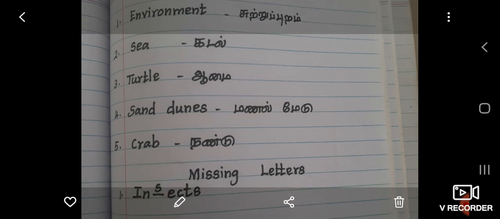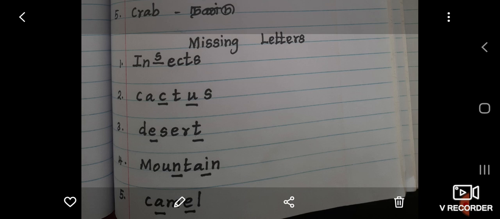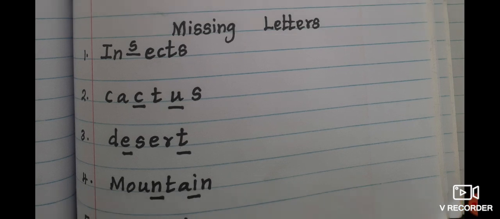Next, missing letters. M-I-S-S-I-N-G, missing. L-E-T-T-E-R-S, letters. Missing letters. First one, insects. I-N-S-E-C-T-S, insects.